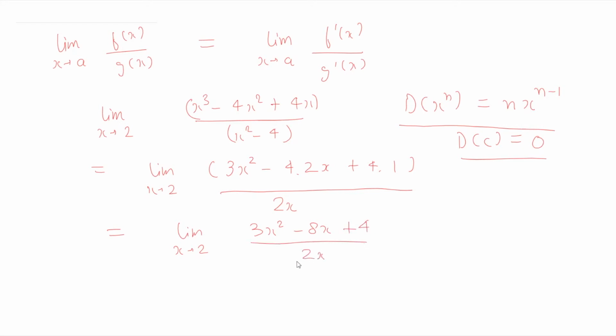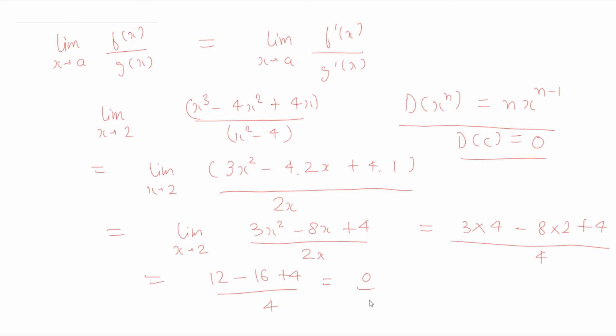So now let's put our limit again. So this numerator will be 3 into 4 minus 8 into 2 plus 4 over 4, 2 times 2 is 4, right? So this is 12 minus 16 plus 4 over 4.